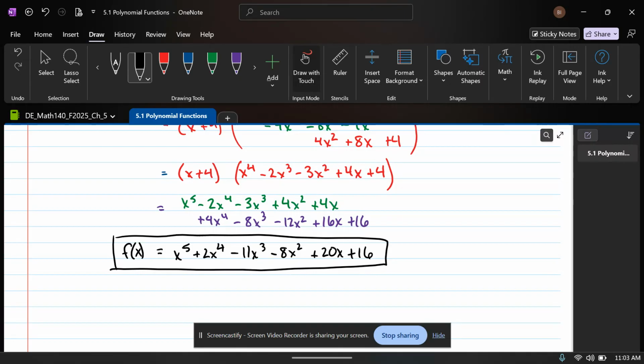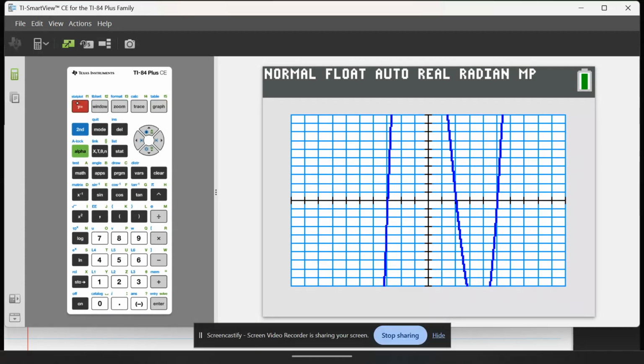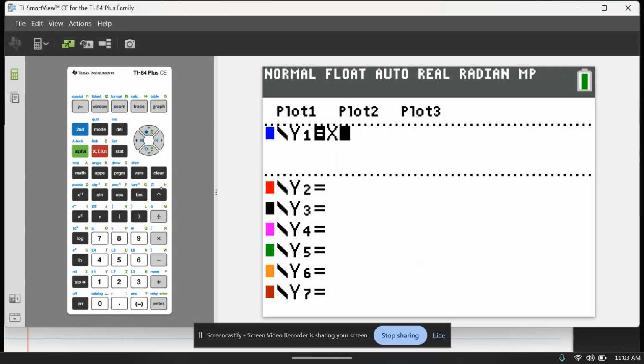Now, how can I verify that that's right? Graph that thing. Let's graph it. X raised to the fifth plus 2x raised to the fourth minus 11x to the third minus 8x squared plus 20x plus 16.